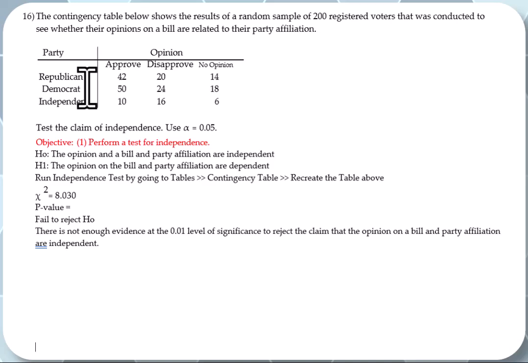So your null hypothesis is going to be that the opinion on a bill and the party affiliation are independent. The alternative hypothesis will always be that the variables are dependent. That means the opinion on a bill and party affiliation are dependent. And we're going to run what we call a chi-square test for independence, but I'm going to show you how to go about doing this. This is very tricky in StatCrunch, so please pay attention to how this is done.